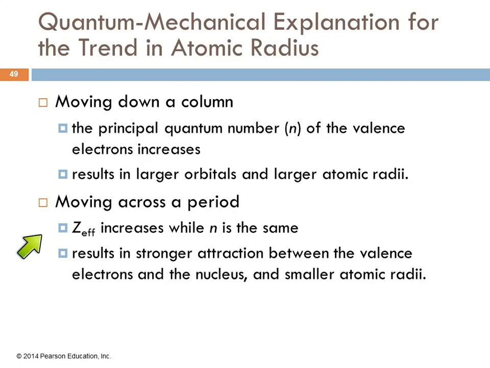So as we go across, the effective nuclear charge increases while n stays the same, and that results in a stronger attraction between the valence electrons and the nucleus, which pulls them in, and you get a smaller atomic radius as a result. Any questions?